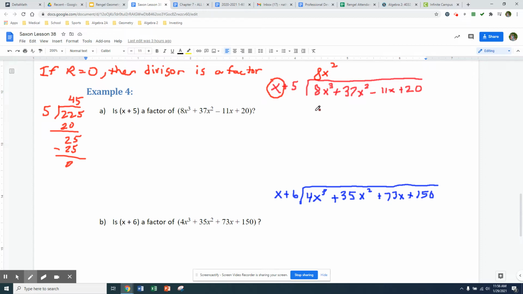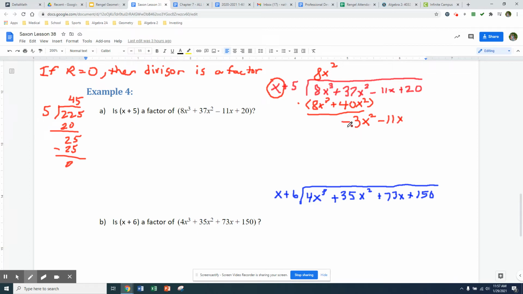8x squared gets distributed to both terms in the binomial divisor. So 8x to the third plus 40x squared, because that would take 8 times 5, which is 40. Now we're ready to subtract. We go 37 minus 40 would be negative 3x squared, and then bring down our next term. There we've completed one cycle.